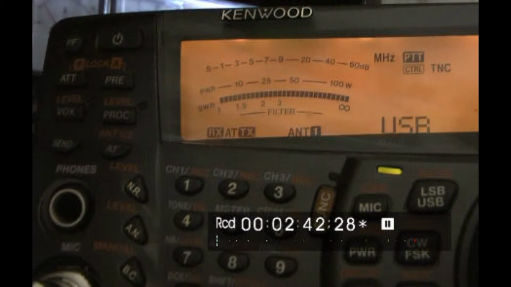So now, with a little help from the XYL, I am going to correlate the starting and stopping of the dishwasher with the noise level at my rig. Here we go.